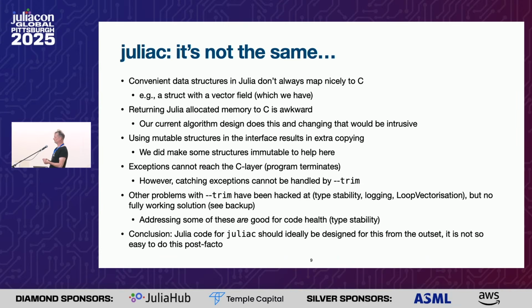And we've been battling away with trimming, and we fixed many of the problems that we had from our initial case. There's a backup slide on that. It's certainly quite a helpful exercise to go through. We discovered quite a lot of issues with type stability by looking at trimming, but we're not quite there yet in having addressed all of the problems that we have. And I think our conclusion is that if you want to write code that you anticipate using JuliaC for, you probably want to think about that very much as your use case from the outset, rather than trying to add it post facto.